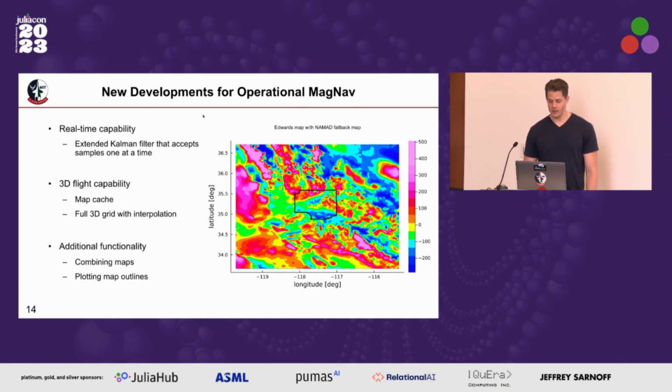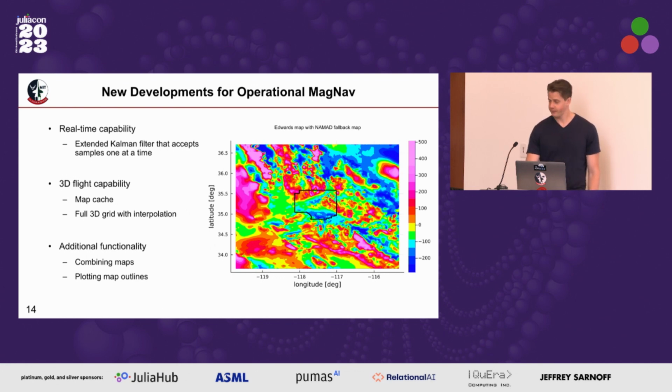And then more recently, in the past few months, we've added some new capabilities to the package that are designed to move towards using it in real life, using it in operation for like the Air Force or that type of thing. And so we added a navigation filter that has real-time capability, so you can take in one measurement at a time, figure out where you are, take the next measurement, et cetera. We also have 3D flight capability. For development, it's a lot easier to use a 2D map, but if you're out in the real world flying around, you're in 3D. And then finally, we have different functions for combining maps and plotting maps and that type of stuff, and we're going to demo that later.